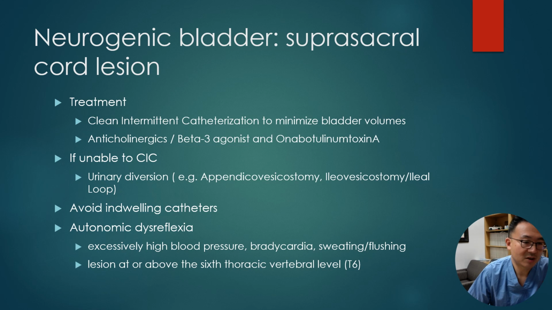What is the treatment of these patients? Typically we would recommend clean intermittent catheterization to minimize bladder volumes, and then we can consider anticholinergics or beta-3 agonists for pharmacotherapy to relax the bladder for spasms, or consider Botox injections. If the patient is unable to tolerate CIC, in conditions such as multiple sclerosis, oftentimes they lose manual dexterity and can't perform intermittent catheterization or don't have a caregiver who's willing to do this, then we may have to consider a urinary diversion, such as appendicovesicostomy, ileovesicostomy, or ileal loop. We like to avoid indwelling catheters.